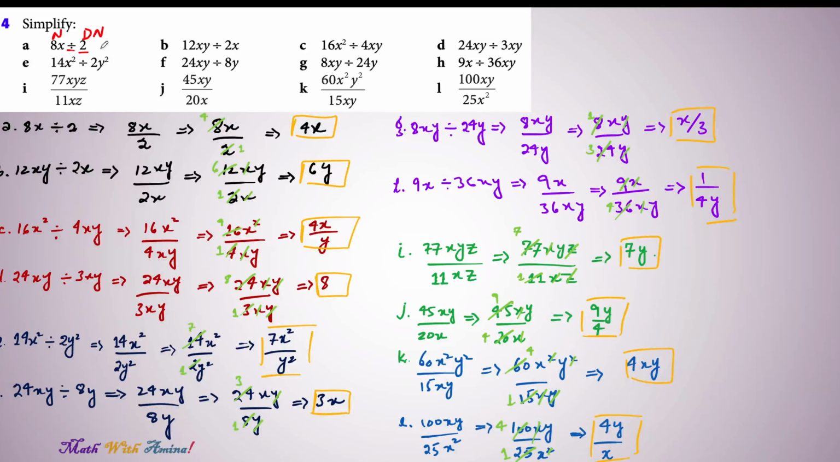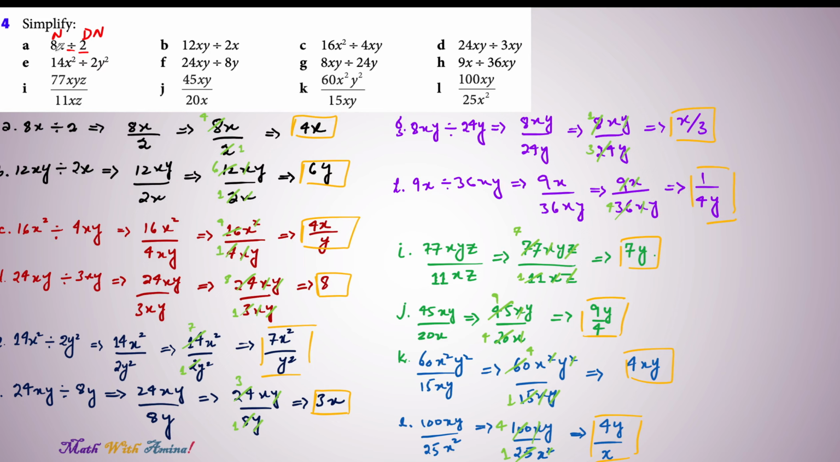Once we write that in fraction form, once we have it established what's in the numerator and what's in the denominator, we do the previous practice that we did. We simplify the numbers and cancel the variables. So let's start with the very first one.